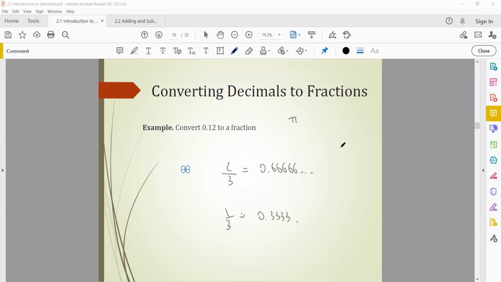So what would we get for 0.12? Maybe someone, type it out in the chat or jump in with your mic. 12 over 100. Yep, exactly. Because in this case, we go to 2 decimal places. So we got 2 zeros on the bottom, perfect. And then 12 is just on the top.